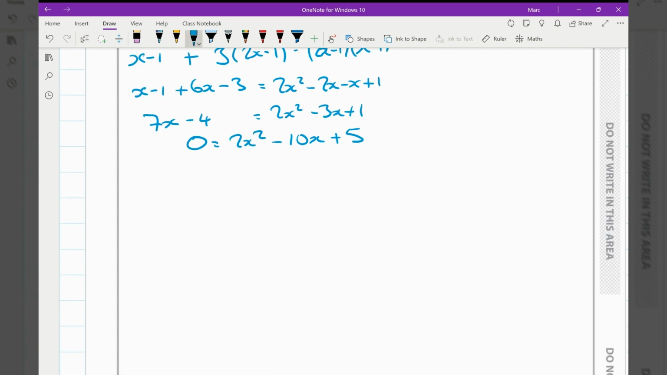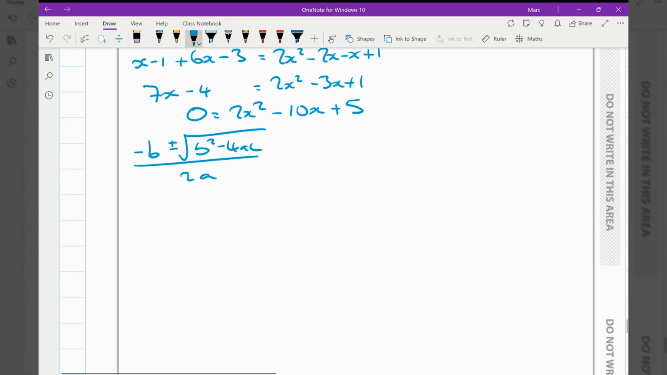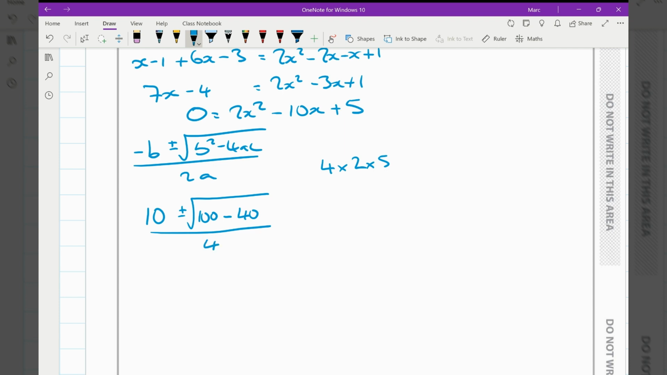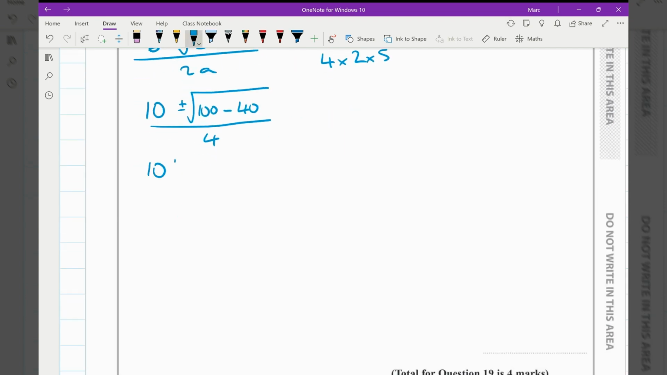It's nice and familiar. So minus b plus or minus the square root of b squared take away 4ac, all divided by 2a. That gives me 10 plus or minus the square root of 10 squared, or negative 10 squared, which is 100. And then take away 4 times by 2 times by 5. 4 times 5 is 20 times by 2, 40. And that's all divided by 2 lots of a, which is 4. Next little simple bit, plus or minus the square root of 60 over 4.